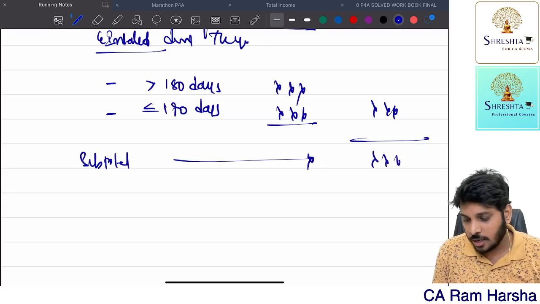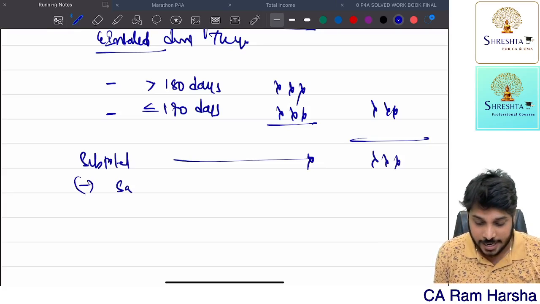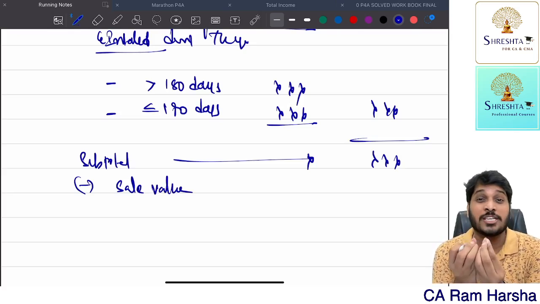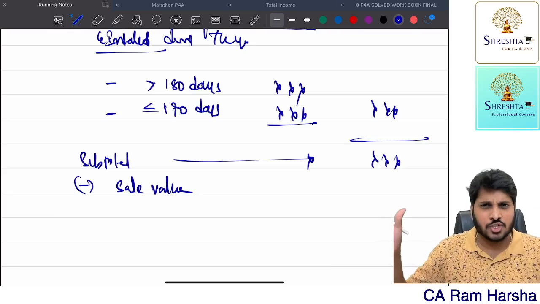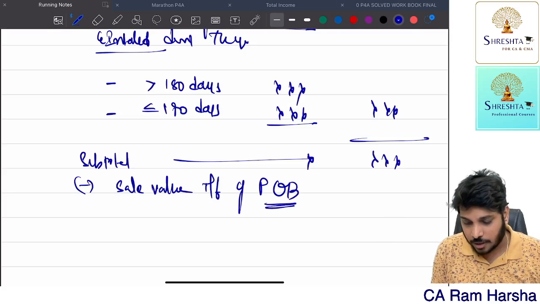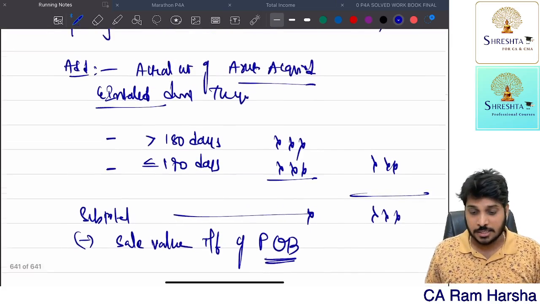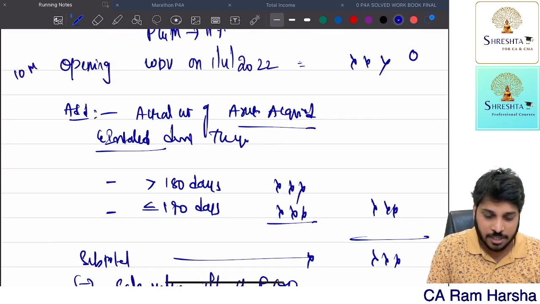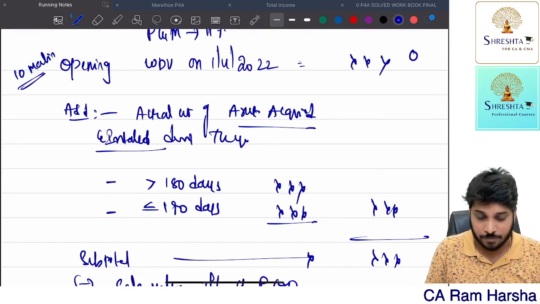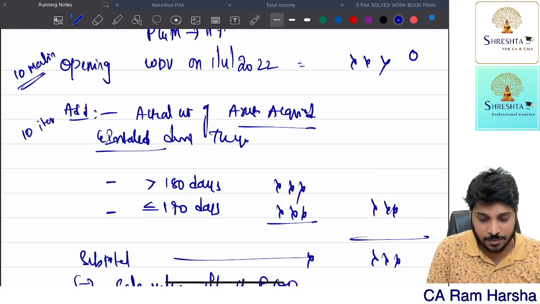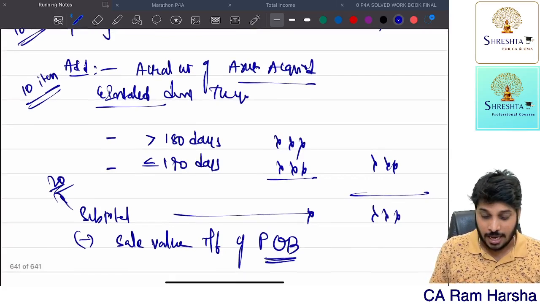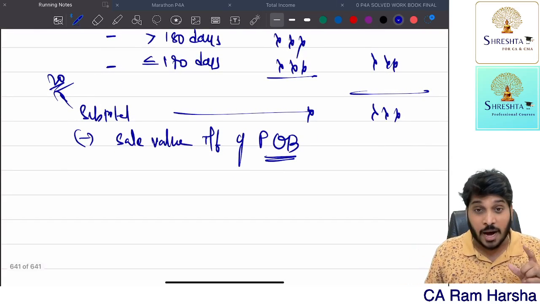Are you getting it? Now from this, any amount received, nothing but sale value, whatever you received because of transfer of part of a block. If you transfer any part of a block, suppose opening you have 10 machines, it may be mobile phone, laptop, whatever, 10 items you have. During the year you purchased 10 items. Totally how many were there in the subtotal? 20.